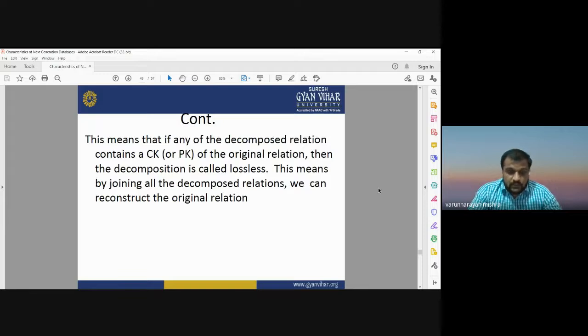So if there is no loss of any data, if there is no loss of any table during the decomposition process, such kind of decomposition is known as lossless decomposition. And if we combine all the sub tables of the main table and can reconstruct the original table, this is known as the lossless decomposition process.